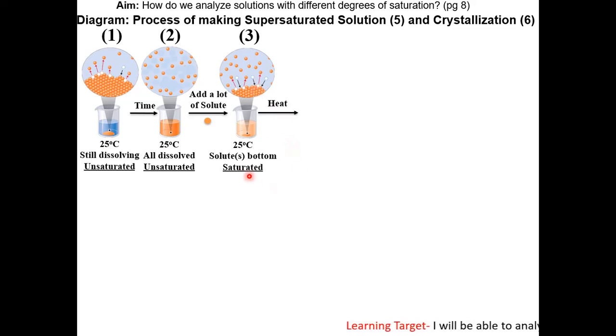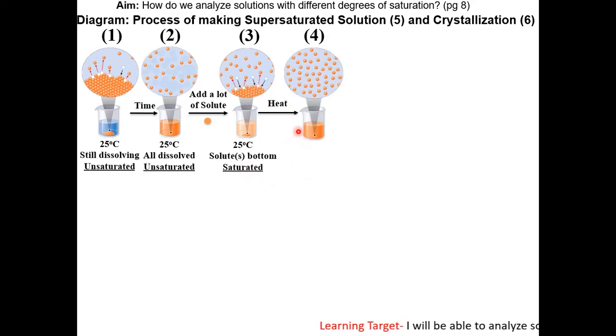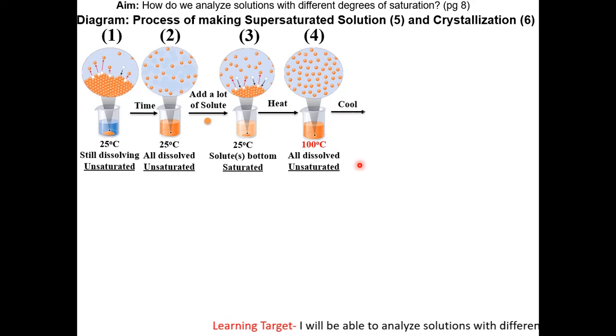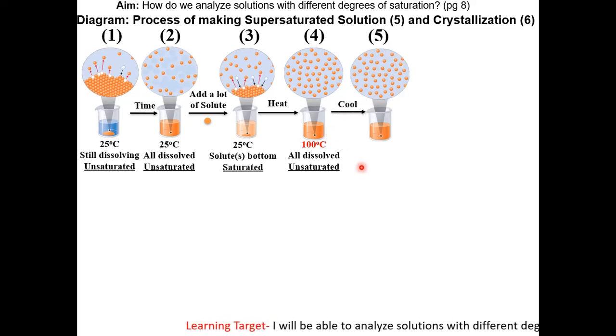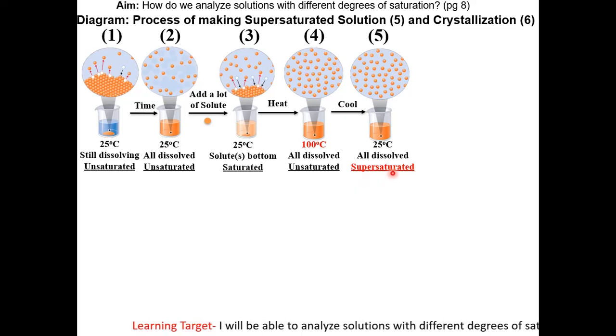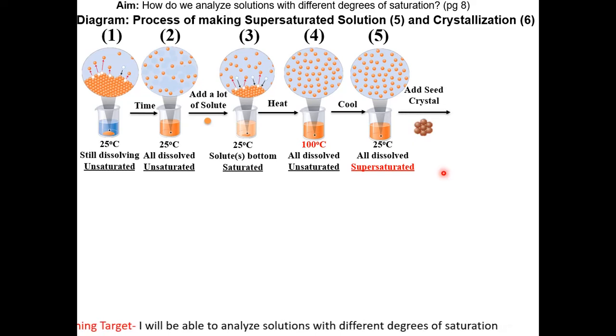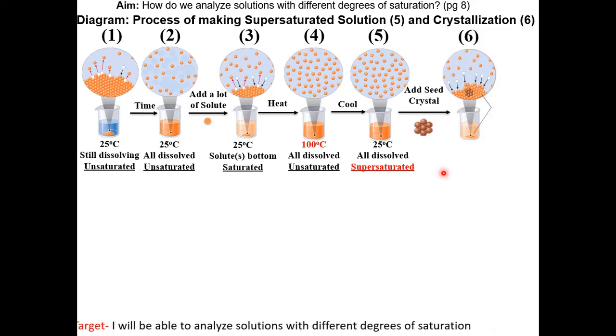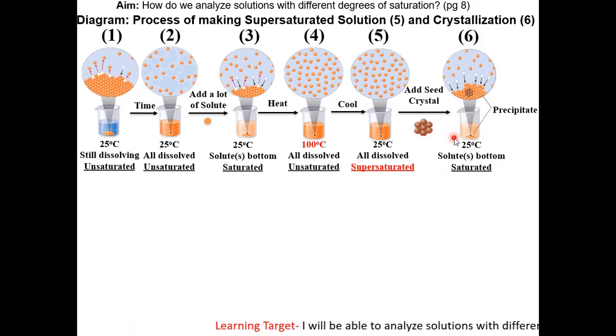Then you decided to heat the saturated solution, forming an unsaturated solution at a higher temperature. Notice at a higher temperature, all the solute is dissolved. Then you cool the unsaturated solution back to 25 degrees Celsius, forming a supersaturated solution. Notice that the solute is still dissolved in solution. When you add a seed crystal to the solution, crystallization occurs, and the solution is saturated again.